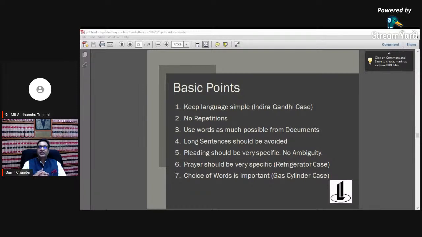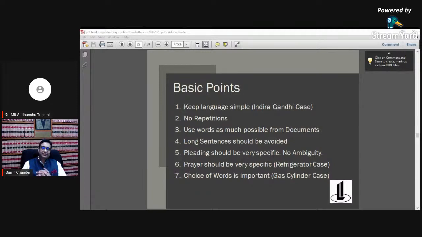Because if you do a long drafting, you will end up doing repetitions, and a good drafting is the one which does not have repetitions. Use the words as much as possible from the documents. Long sentences should be avoided. Pleadings should be very specific. There should be no ambiguity. And prayer should be very specific.